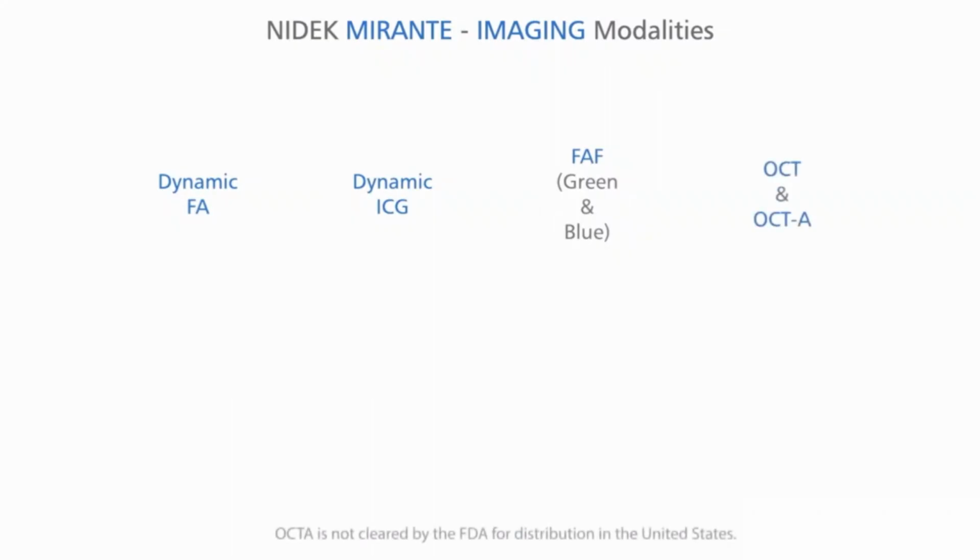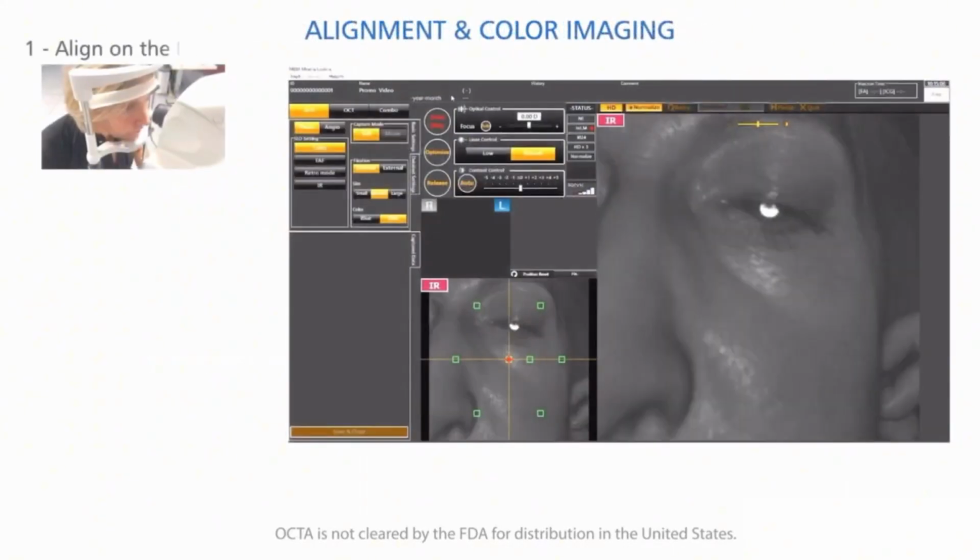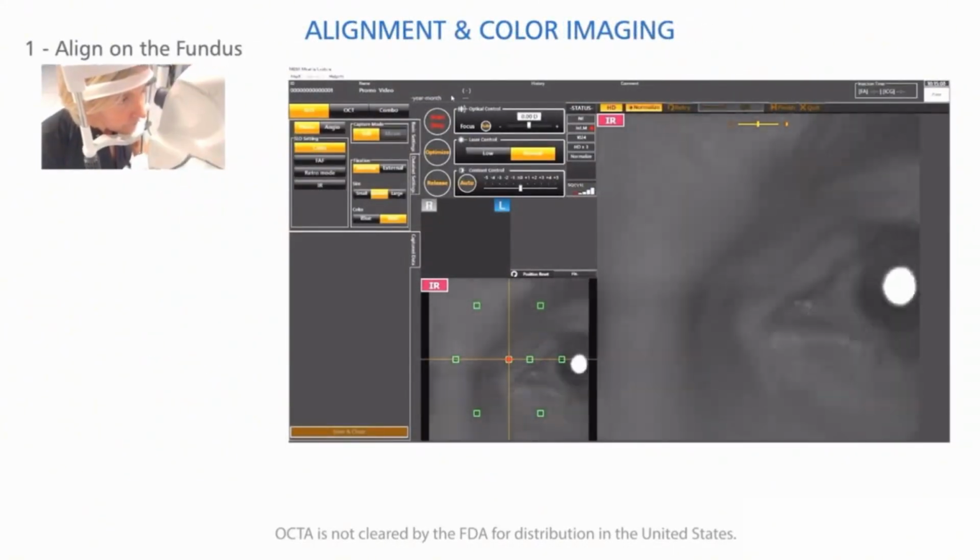So here is what you can do with the NIDEK Mirante: dynamic SLO-based fluorescein angiography, dynamic SLO-based indocyanine angiography, green and blue autofluorescence, OCT and OCT angiography, retromode imaging, color imaging, monochromatic imaging for infrared, red, green and blue, and ultra-wide field for FA, ICG, color and retromode. So let's now see how to capture these images, and let's start with color.